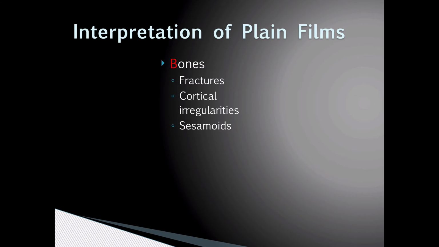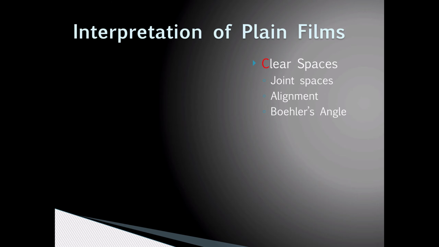The next is B for bones. In this part, you should look for any obvious fractures, cortical irregularities, and, especially for the foot, identify any sesamoid bones. Next is C for clear spaces. In this section, you want to look at joint spaces, alignment, and in regards to the foot, you should evaluate Bowler's angle, which we will discuss a little while later.